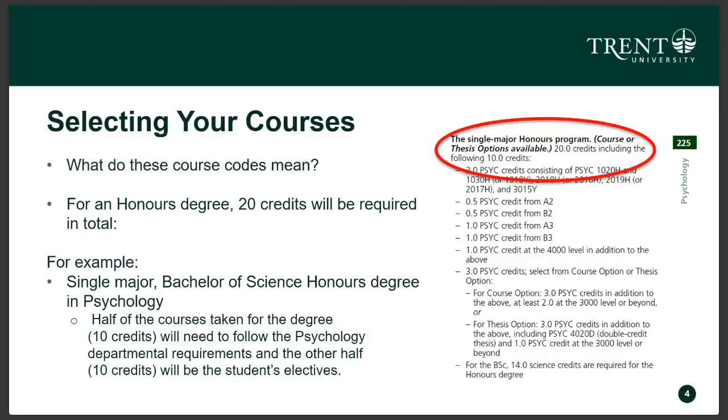As you can see, at the very top of the selection that I've highlighted, you will need 20 credits in total for your degree, and 10 of those would be the specific credits outlined by your department. So in this case, psychology has outlined 10 credits that they will want you to take. So that means that the other half of your degree, the other 10 credits for a psych major, would all be electives. How many departmental requirements and electives there are varies dramatically depending on what your major is. So it is very important for you to look at the academic calendar and see how many electives your major is going to offer you.